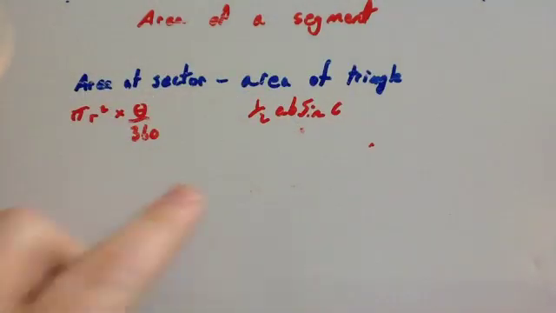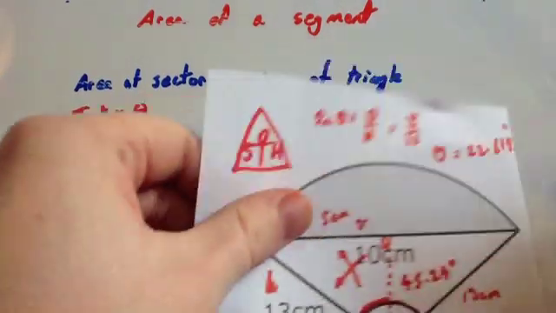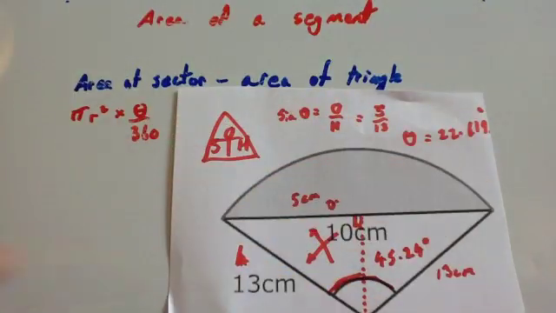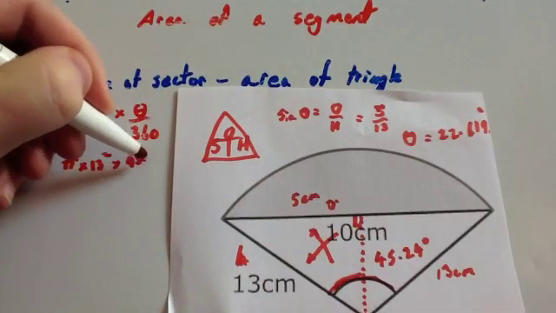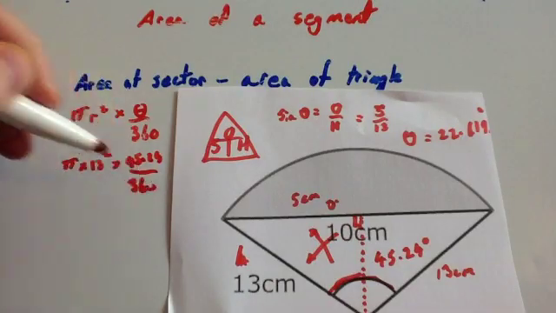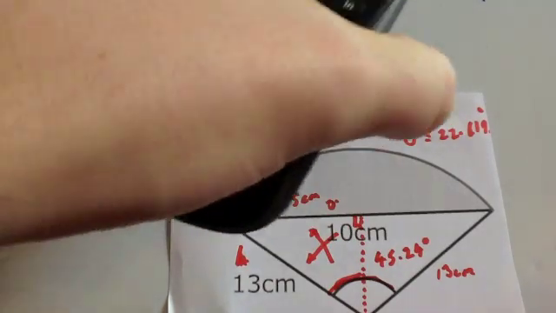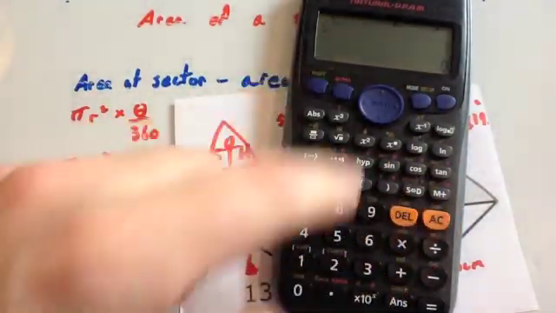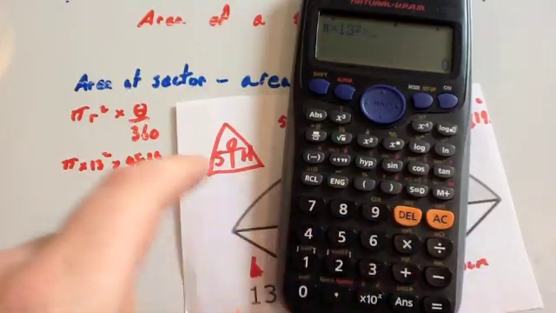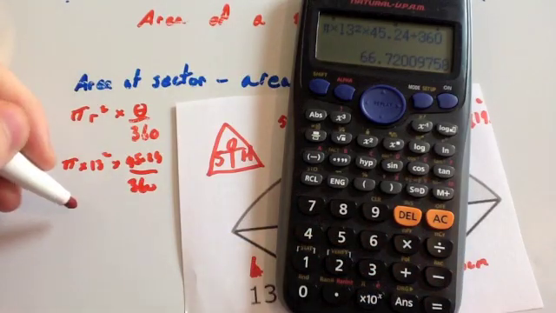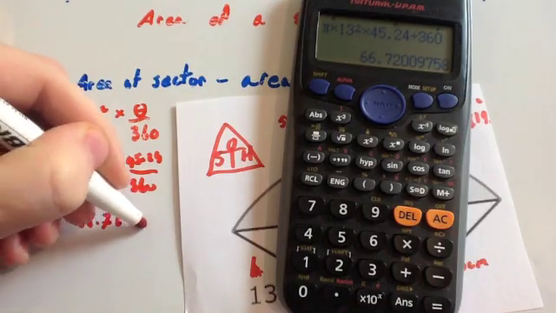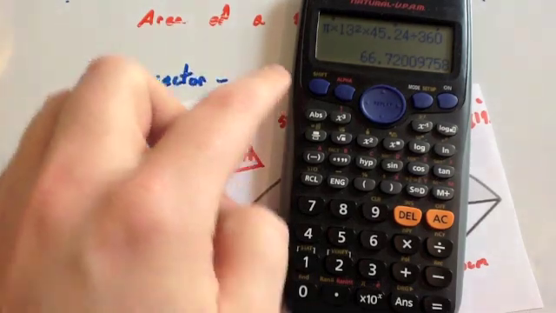So let's work out, first of all, the area of the sector, the whole sector. The area of the sector is pi r squared times beta over 360. So it's going to be pi times 13 squared times 45.24 over 360. So we'll do that and we'll work out the area of the whole sector. The area of the whole sector is equal to 66.72 and so on centimeters squared. So let's save it into our memory. Shift store A.